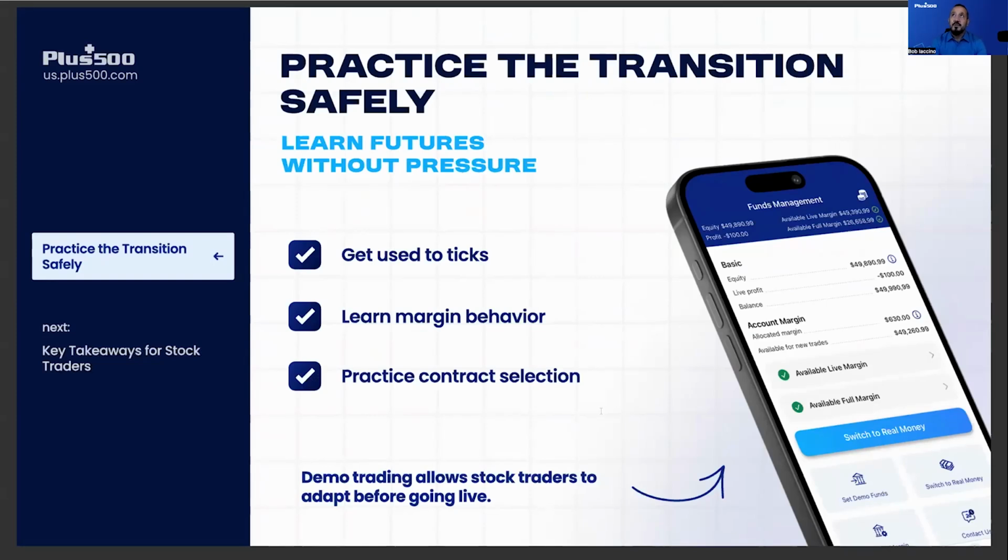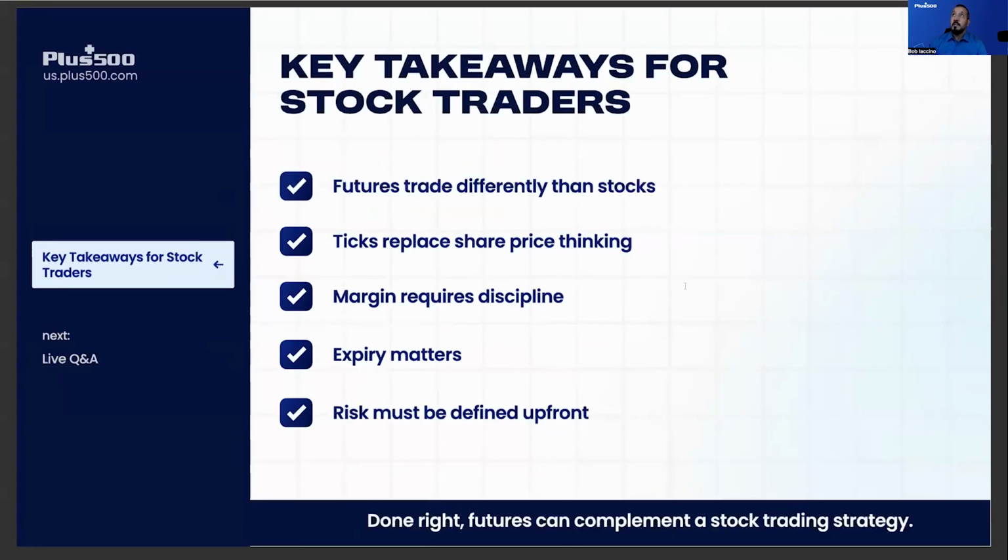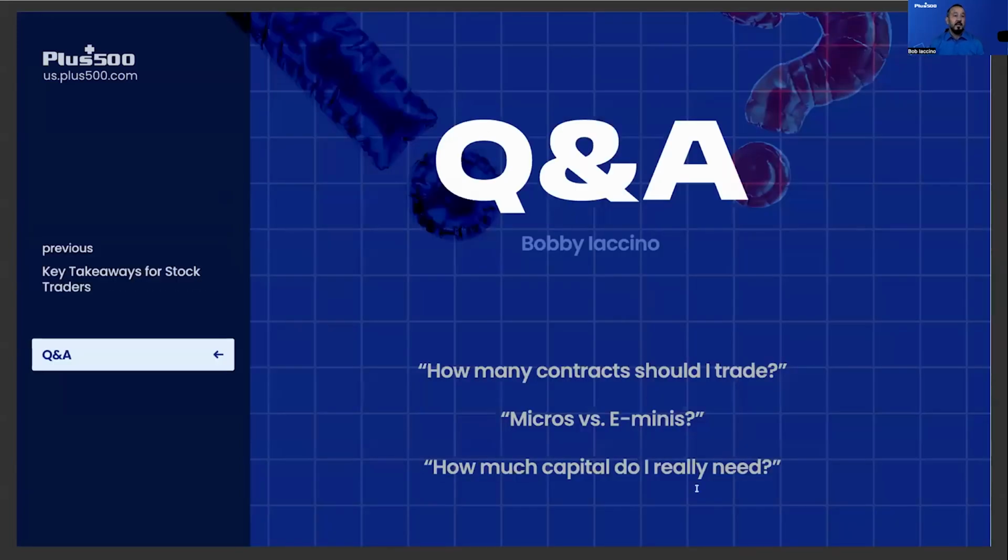So practice the transition safely. Join Plus 500, look at your bar chart charts, and then go ahead and place trades in demo. Plus 500 gives you unlimited demo, and you can trade and learn the way the futures behave. That is a very big deal. Stock trader takeaways: they're different. Ticks replace share price. Margin requires discipline. Expiry matters, and risk must be defined upfront.